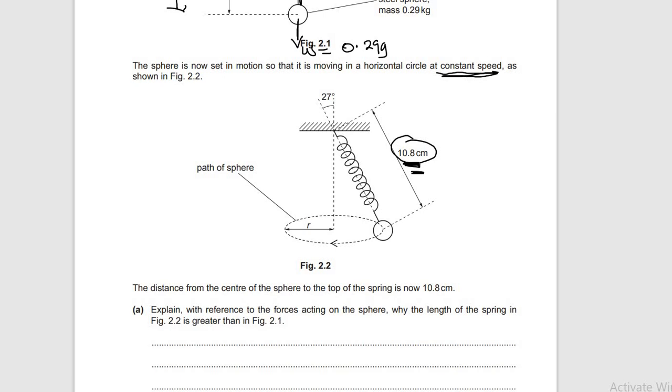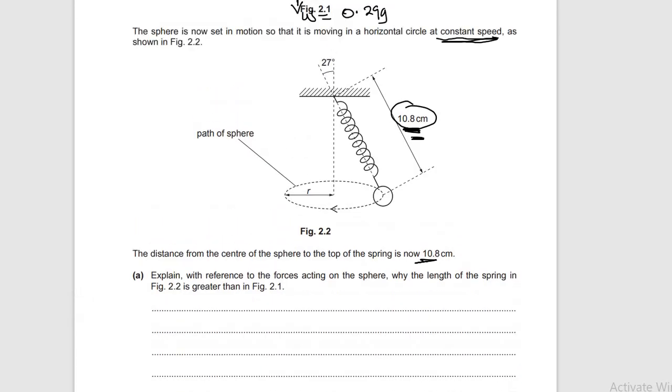So now the question asks us, the distance of the sphere is now 10.8 centimeters. Explain, with reference to the forces acting on the sphere, why the length of the spring in figure 2.2, the second figure we are dealing with, is greater than in the first figure. Let's check the number of marks, 3 marks, so that should be 3 points.